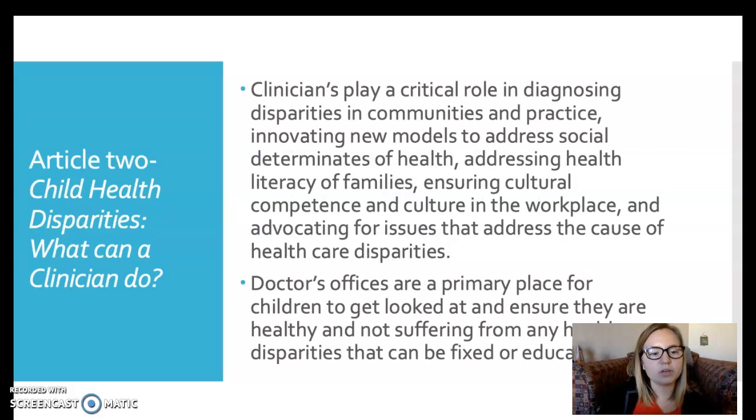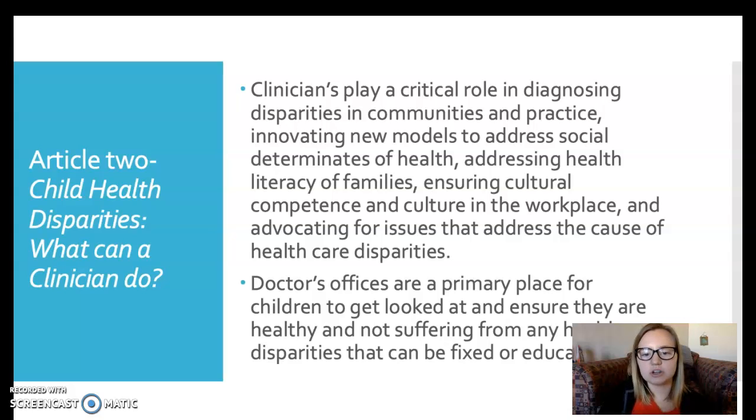My second article was Child Health Disparities, What Can a Clinician Do? And this article focuses more on the healthcare side of what nurses and doctors can do in order to treat or prevent these disparities in the pediatric population, and it says clinicians play a critical role in diagnosing disparities in communities and practice, innovating new models to address social determinants of health, addressing health literacy in families, ensuring cultural competence and culture in the workplace, and advocating for issues that address the cause of the health disparities.